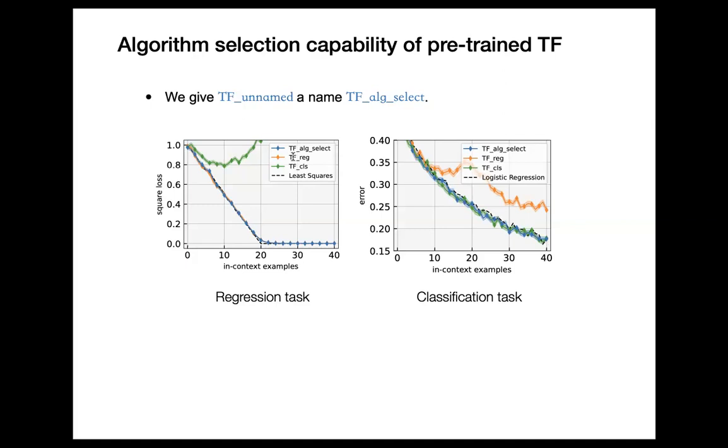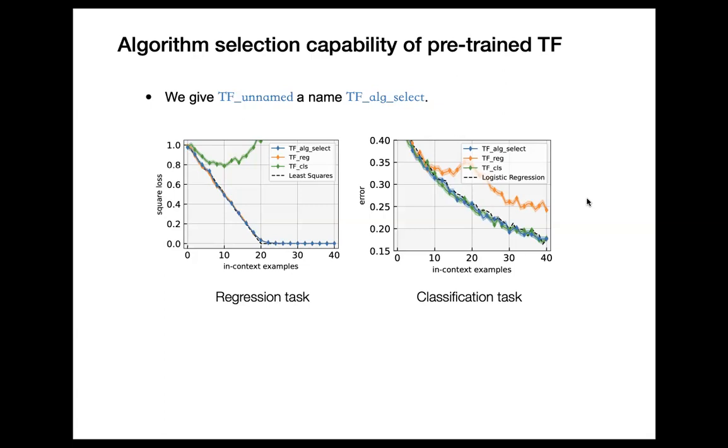You can see that both TF regression and TF algorithm selection achieve this least squares test error, whereas TF-CLS, which is trained on the classification task, doesn't give you good performance on this regression task. This is expected because in the meta training phase, you didn't let the transformer see these kinds of tasks, so it cannot learn this. On the right-hand side, the dashed line is the performance of logistic regression. And we see that TF-CLS and TF algorithm selection achieve this dashed line, whereas TF-REG, trained on the regression task, is suboptimal.